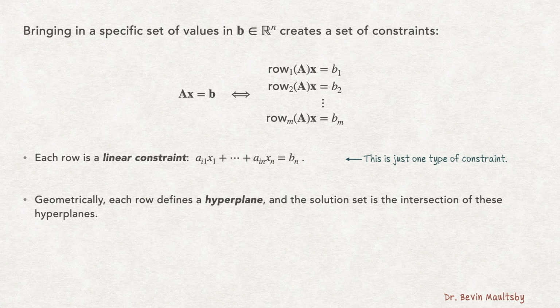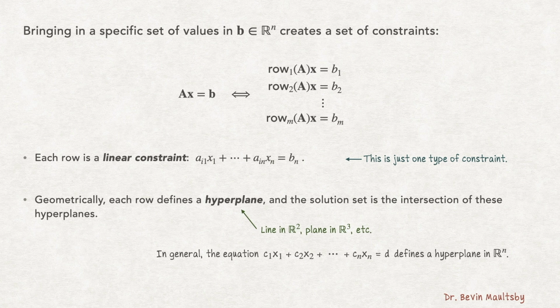Geometrically, each of these rows defines what we call a hyperplane. A hyperplane looks like a line in R2 or a plane in R3. In general, any equation of the form c1 times x1 plus c2 times x2 plus all the way through cn times xn equals a number defines a hyperplane in Rn. So here I tried to give you a general form, not based on the matrix A.